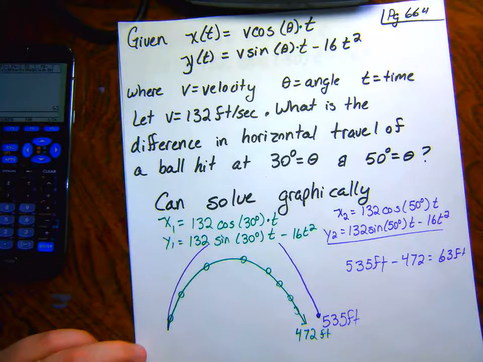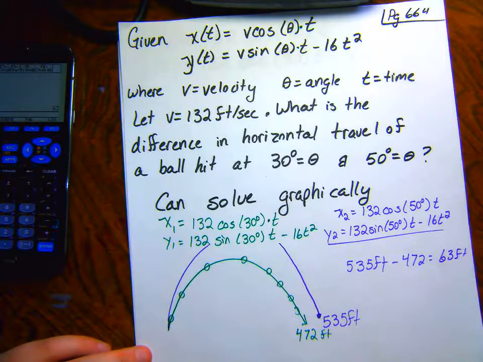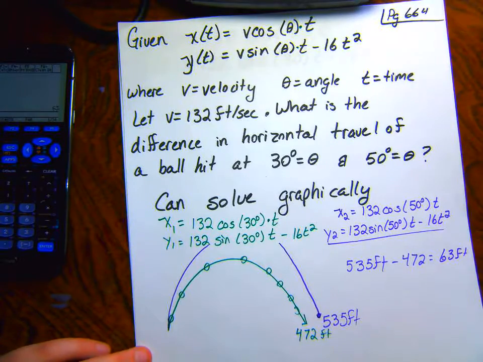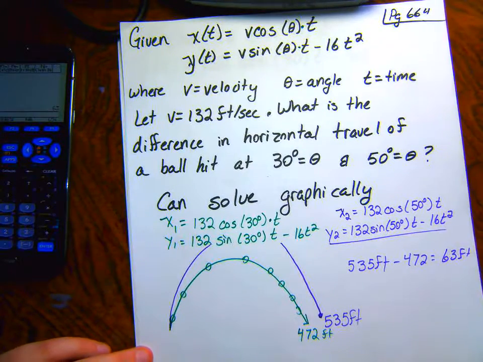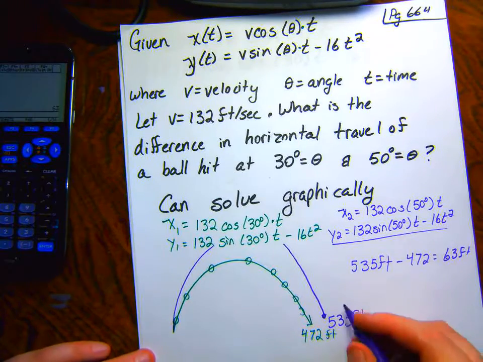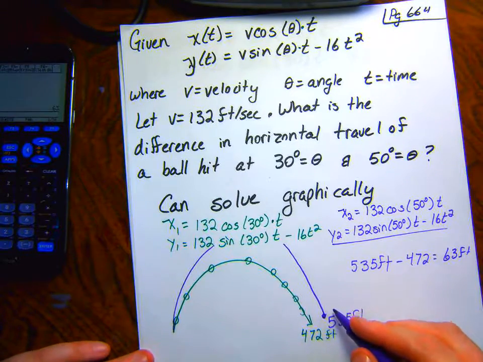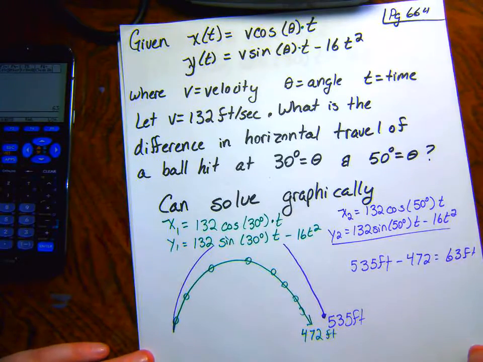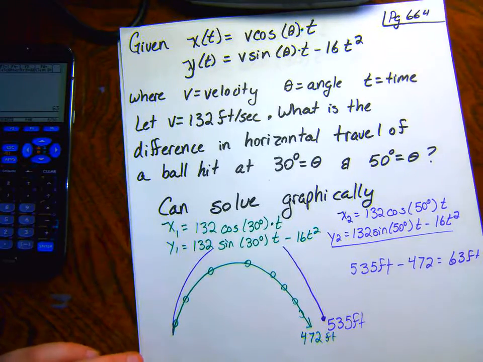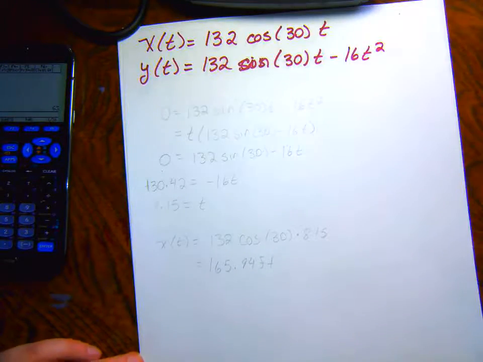Alright, now we can also do that algebraically. I think it's easier. You could see that I was having to fuss my window a lot. Also, my trace was off. It would bounce between 534 and then down to 550 something. So let's look at how to do this algebraically.